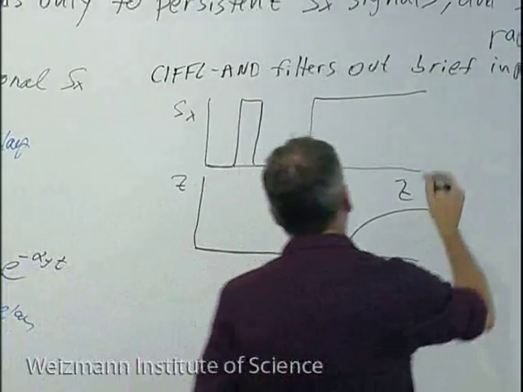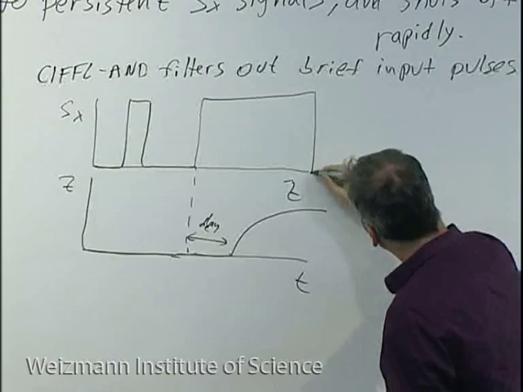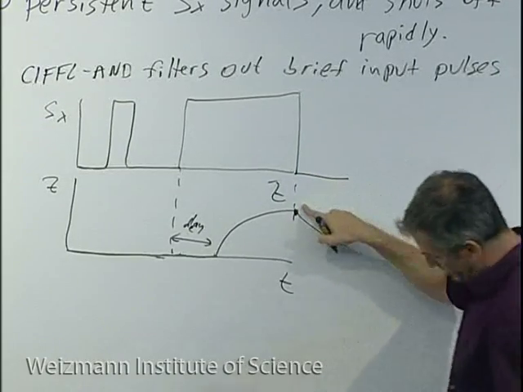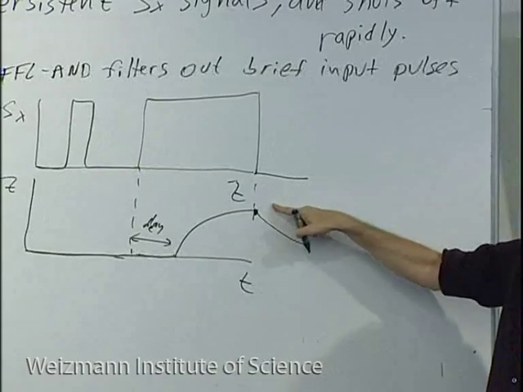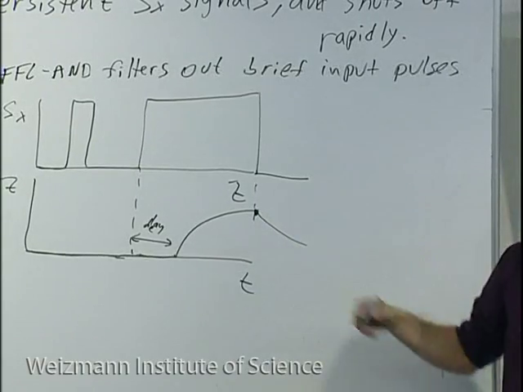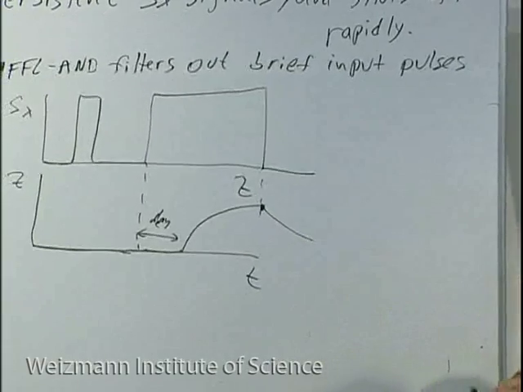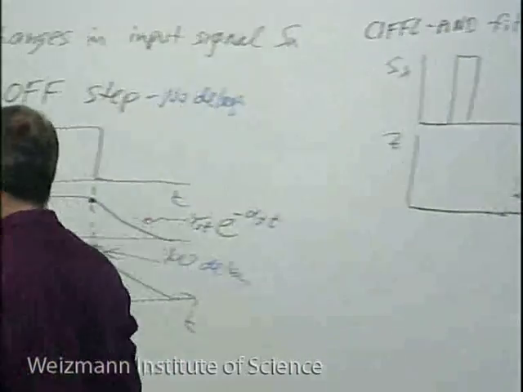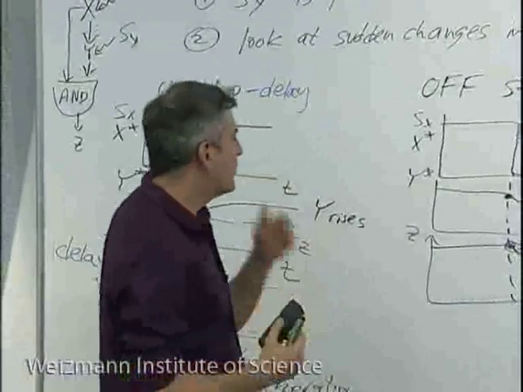If the signal goes away, there's an immediate stop in making the protein Z. Where does this happen in nature? So we took a look.